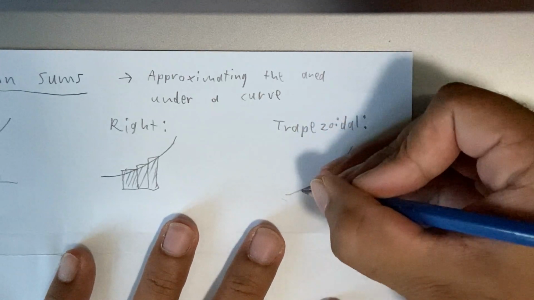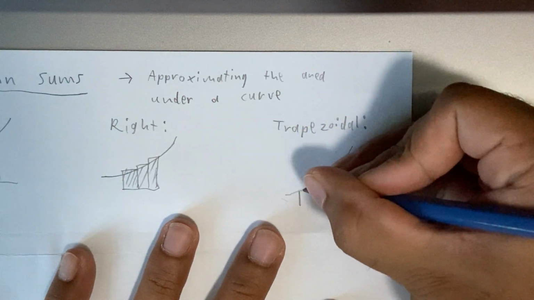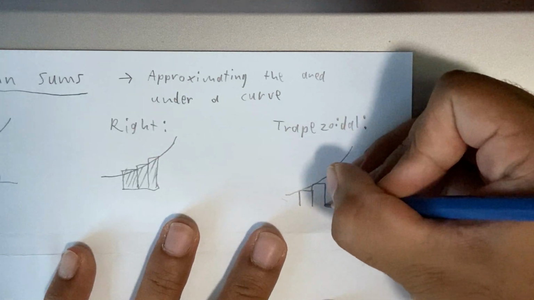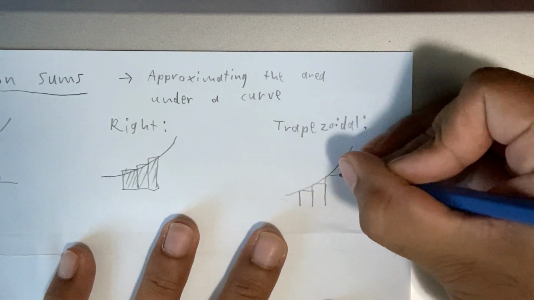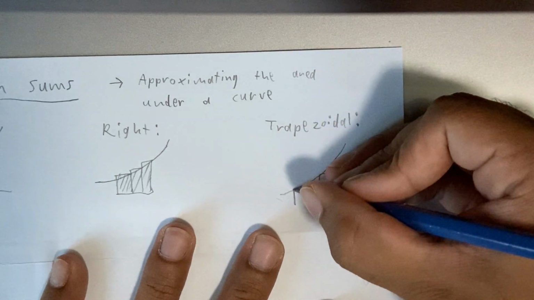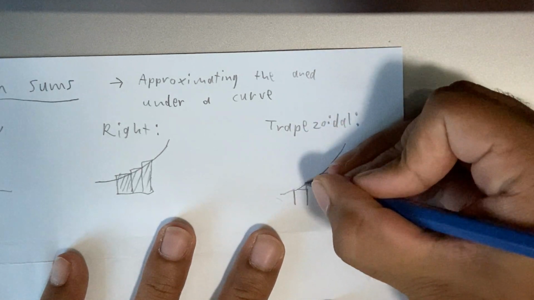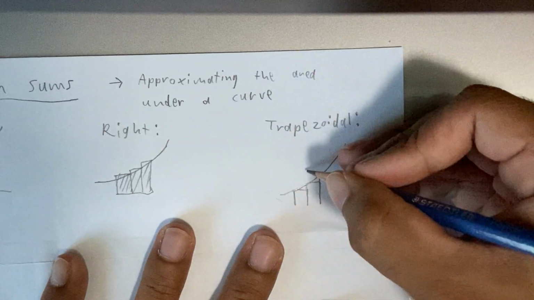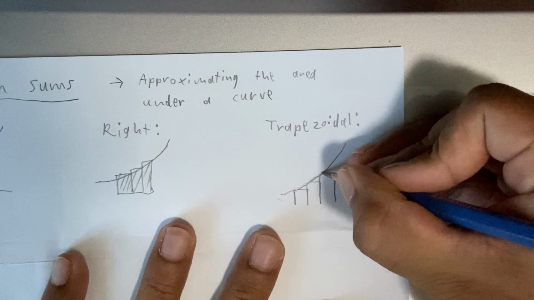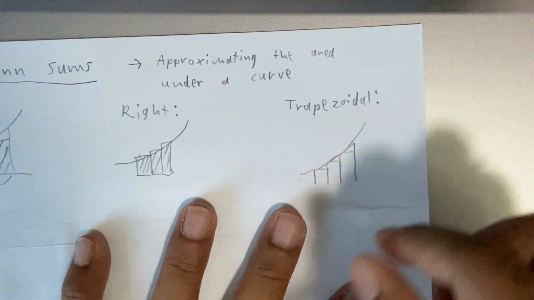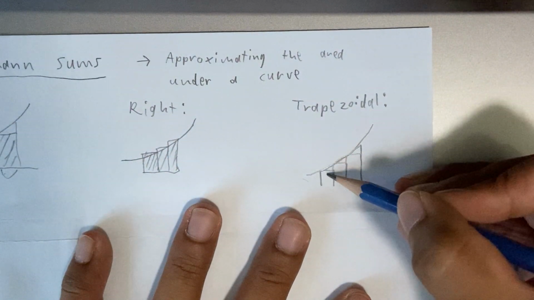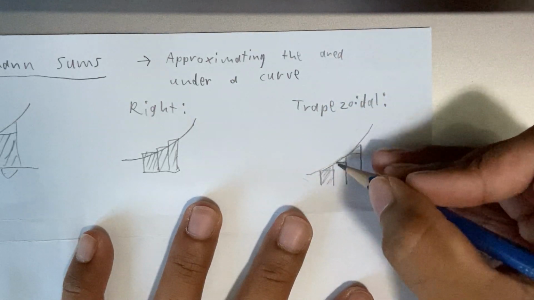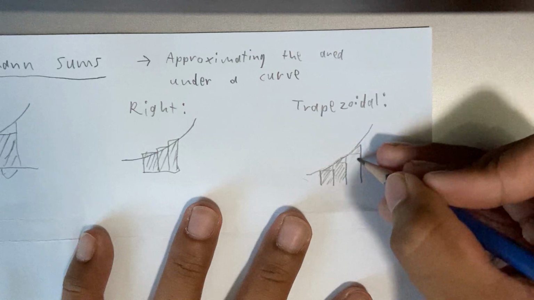So here you take the left Riemann sum first, like you go from the left, let's say here, but then you also cut a trapezoid at the top from left to right, and you take the area of that as well. So that's more accurate because it's closer to the actual area.